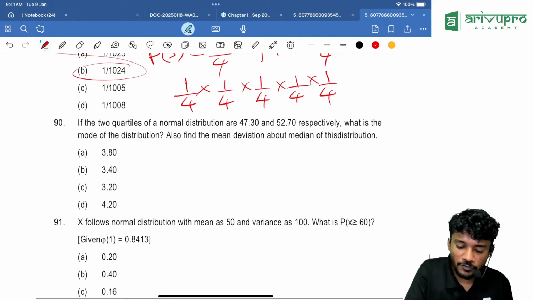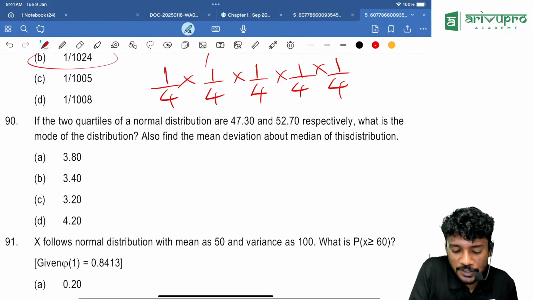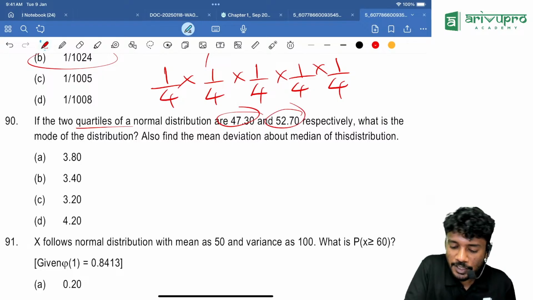Next one. We are going to the last 11 questions. 90th question is, if the two quartiles of the normal distributions, basically we can take it as Q1 and Q3.